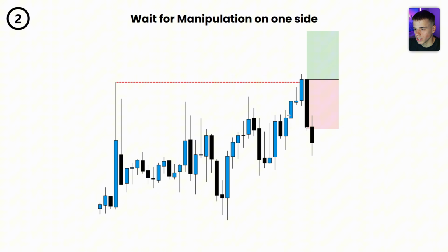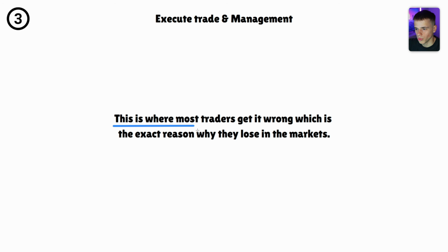But the point with this strategy is that we are going to wait for the first sweep, which is then going to lead us to know which one is second. So after we get the sweep of one side, either upside or downside, we are going to know what to look for next. But these traders right here, they are going to lose their money. So that right there is why most traders get it wrong in the market, and that is why they lose in the market, because they do not understand the simple principle of market manipulation.